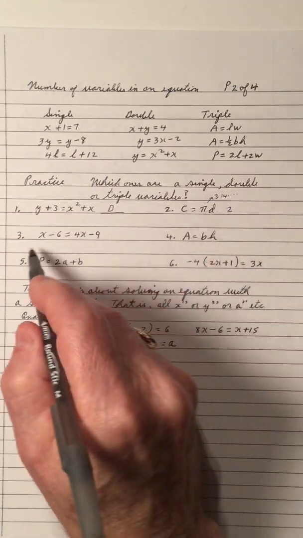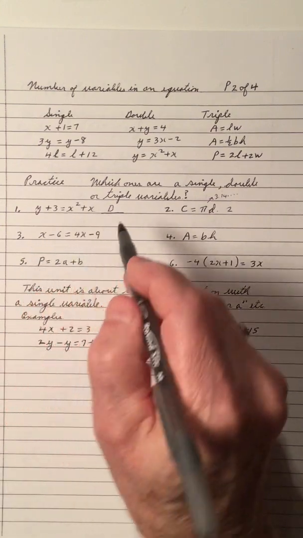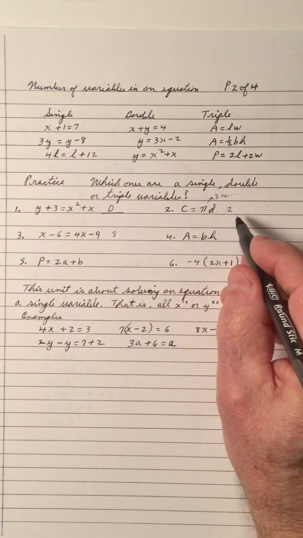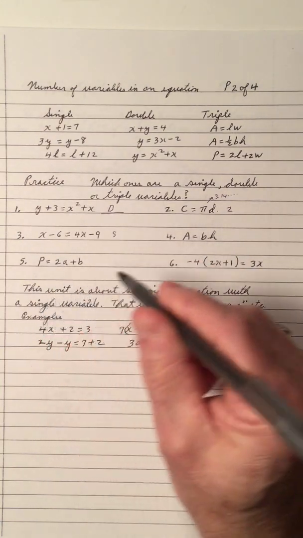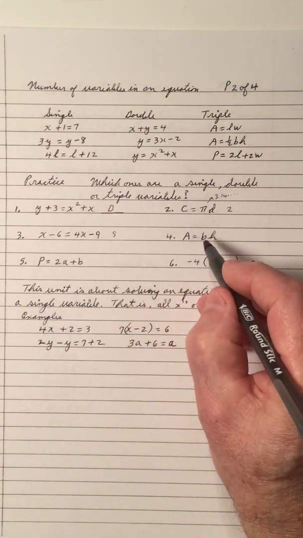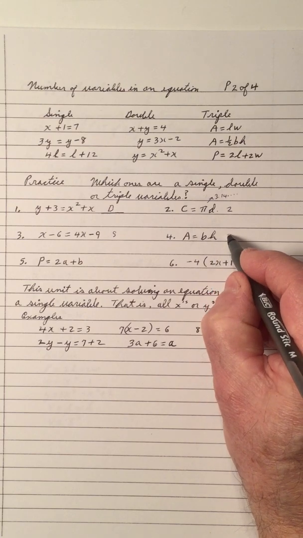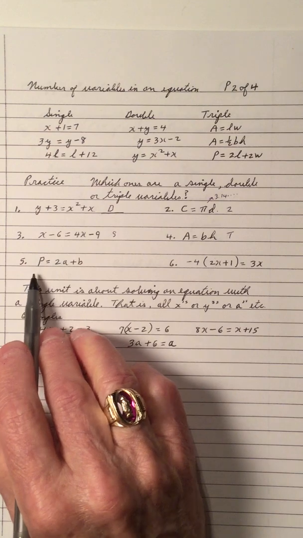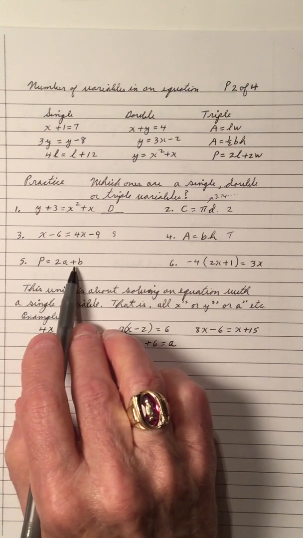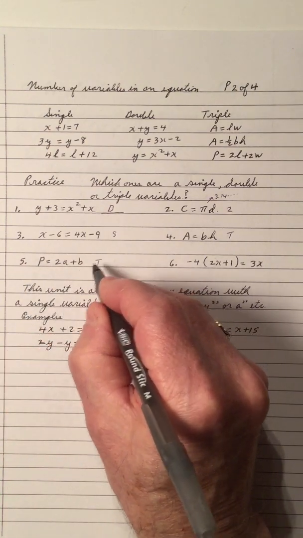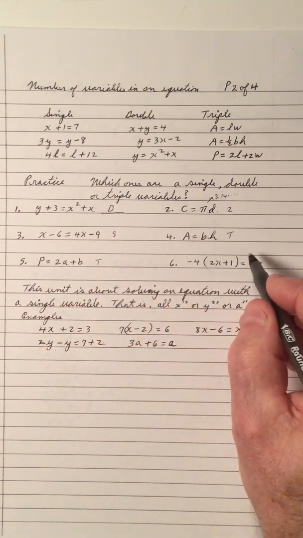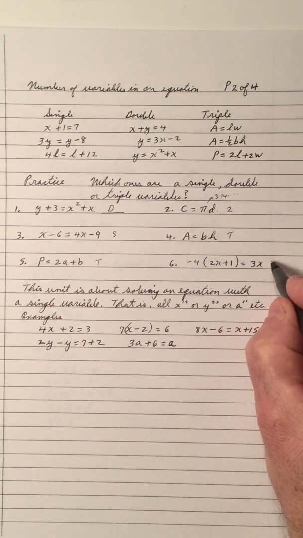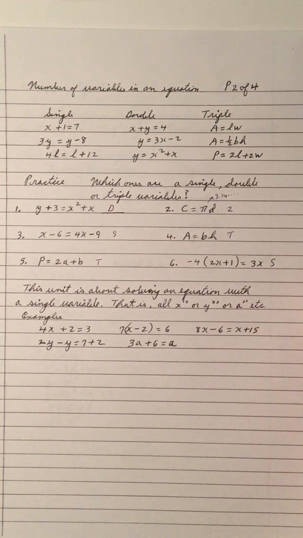not a variable. Number 3, we have an x and an x. That's only a single, or one variable, because only one x. Just x, there's only one variable of x. Number 4, we have an a, a b, and an h. That's 3 variables. So that's a triple, 3. We have p equals 2a plus b. That's a triple because we got a p, an a, and a b. Number 6, we have an x and an x. So that's a single, one variable.